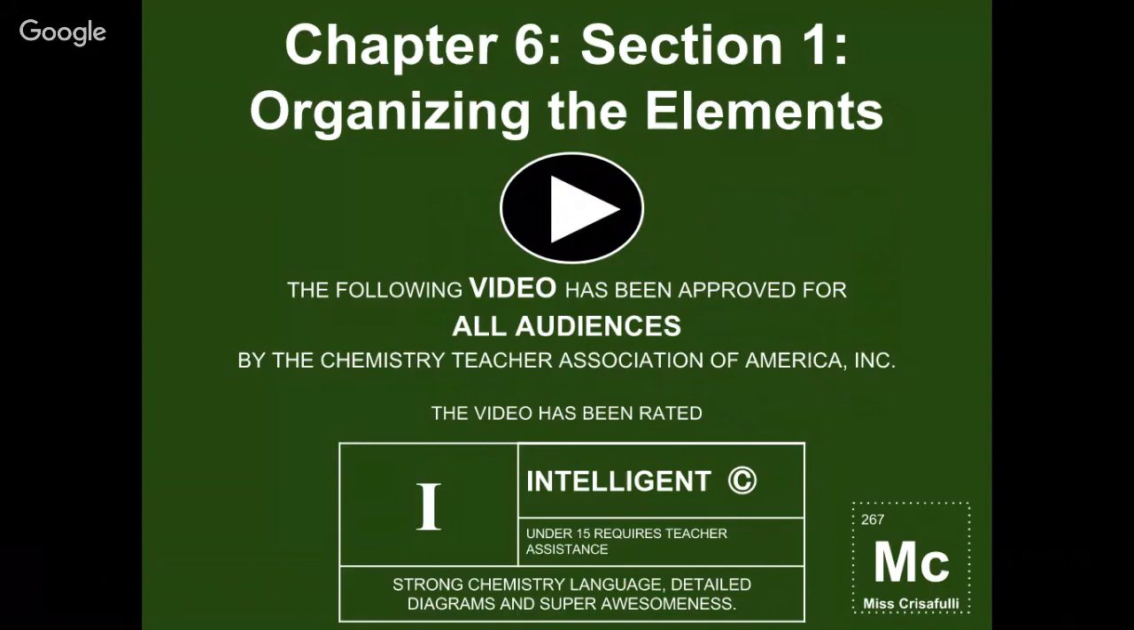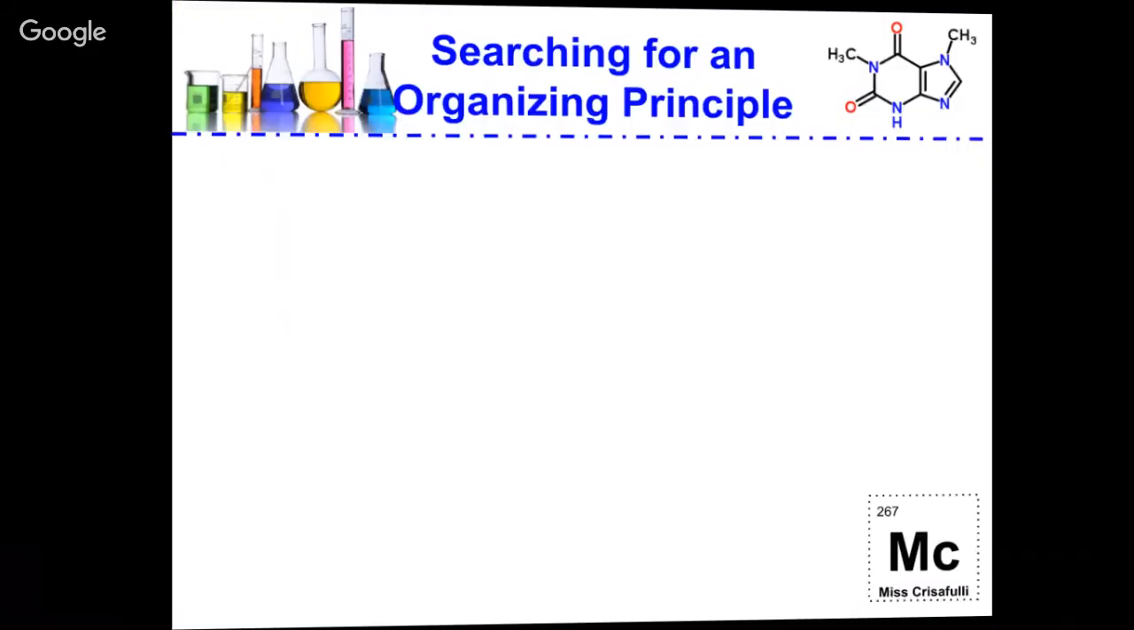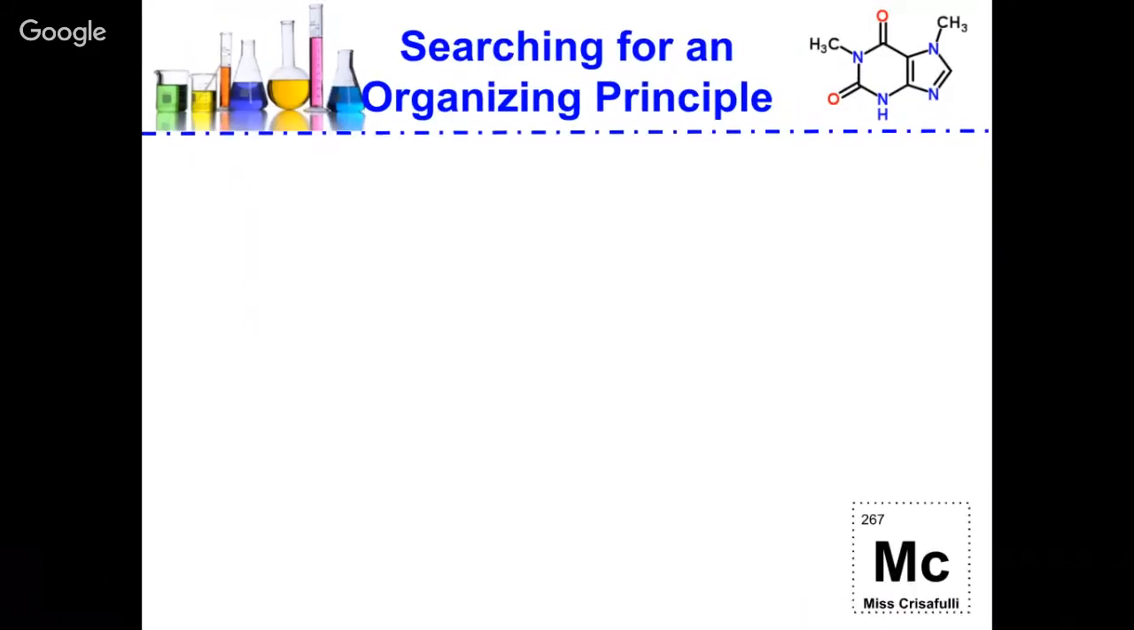Hello, Accelerated Chemistry students. This is Miss Crystal Foley, and this is your Chapter 6, Section 1 video notes all over how we organize the elements in the periodic table. So let's first start talking about how they searched for an organizing principle.